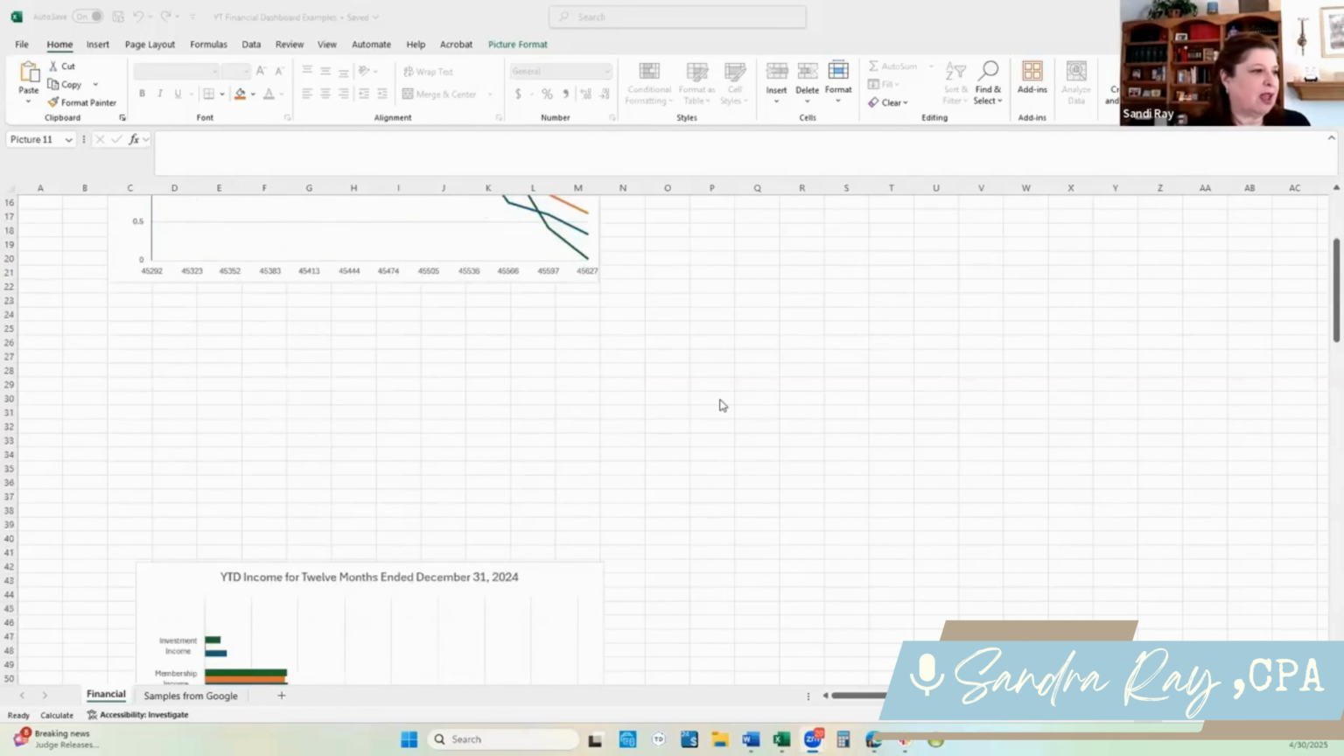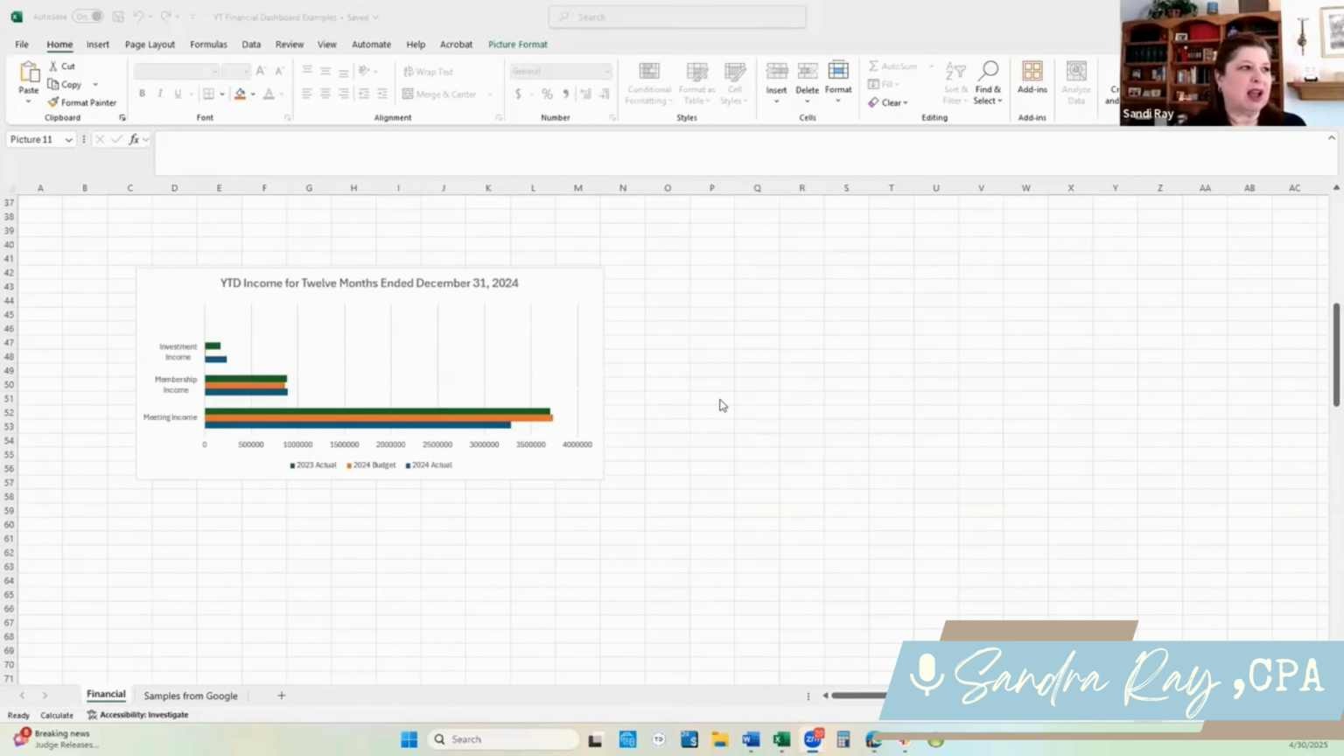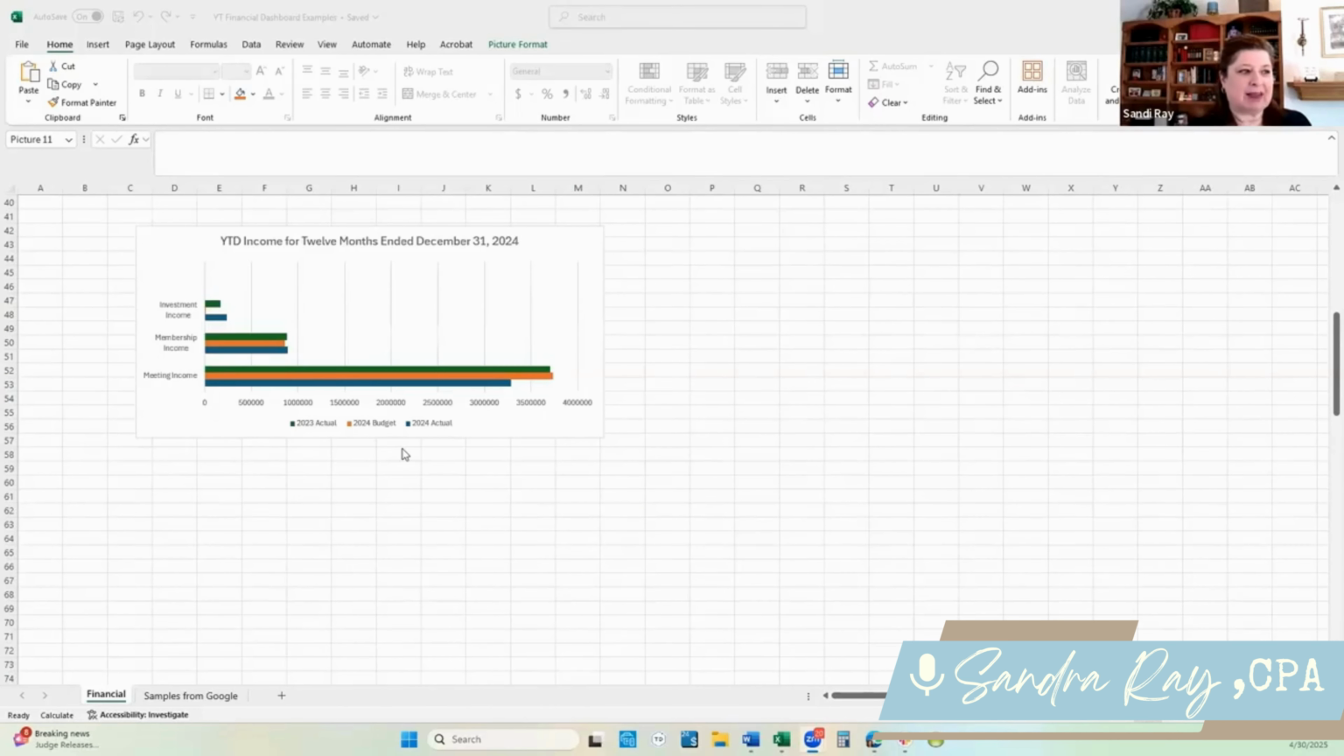Another great visual is year-to-date income. Same thing. The orange is the budget. The blue is the 2024 actual. The green is the 2023 actual. You can see where the majority of their income comes from. This organization has meetings and they have members. And then, of course, they have some investments. So you see meetings is a big chunk.